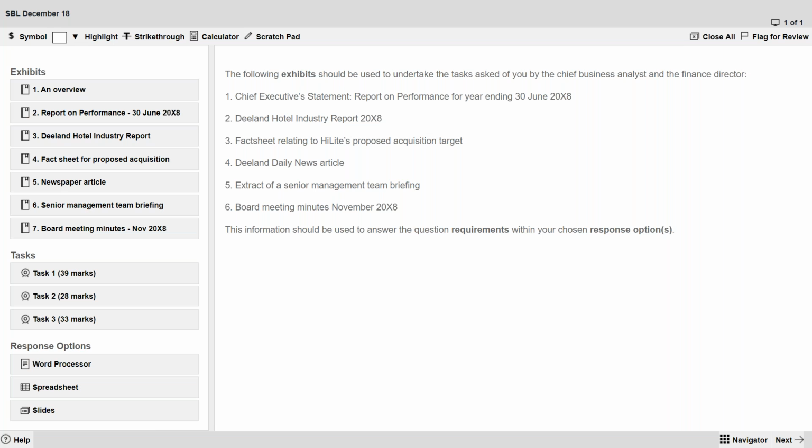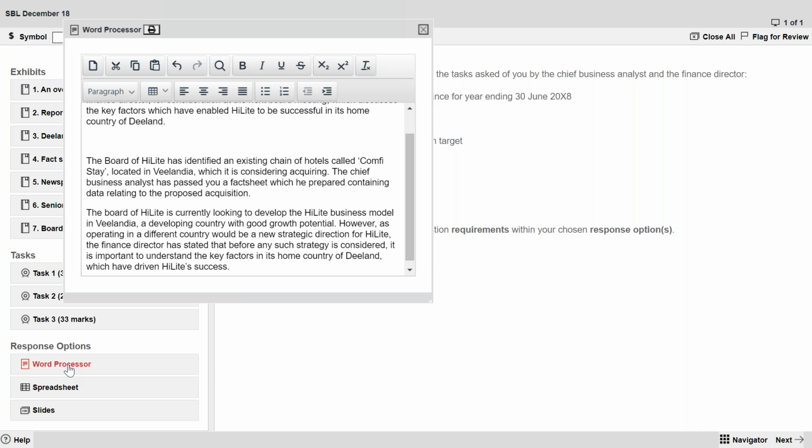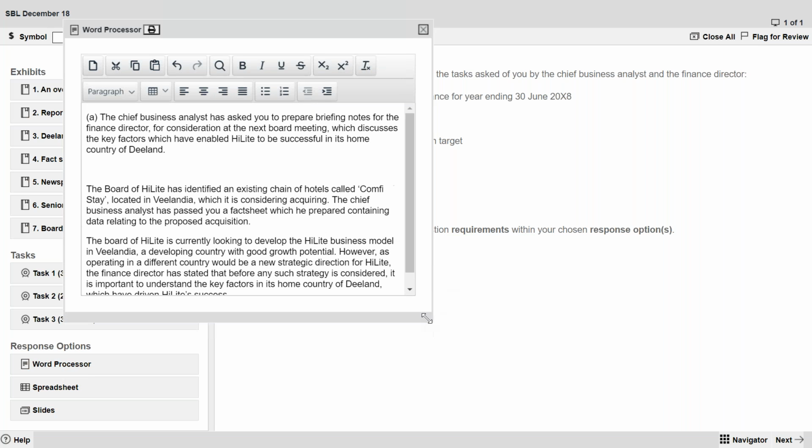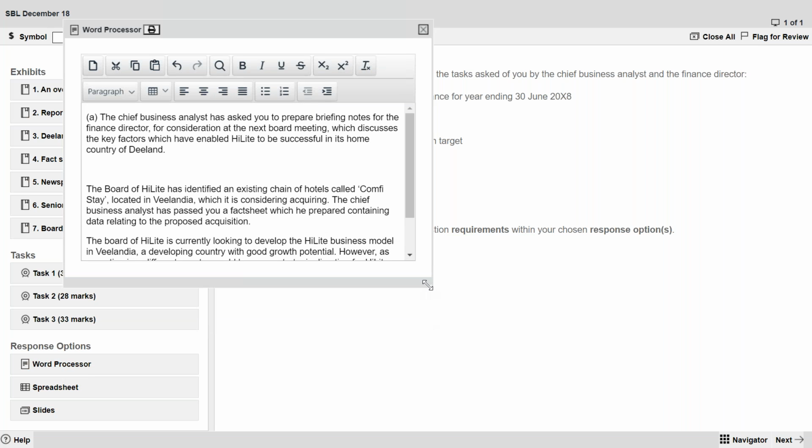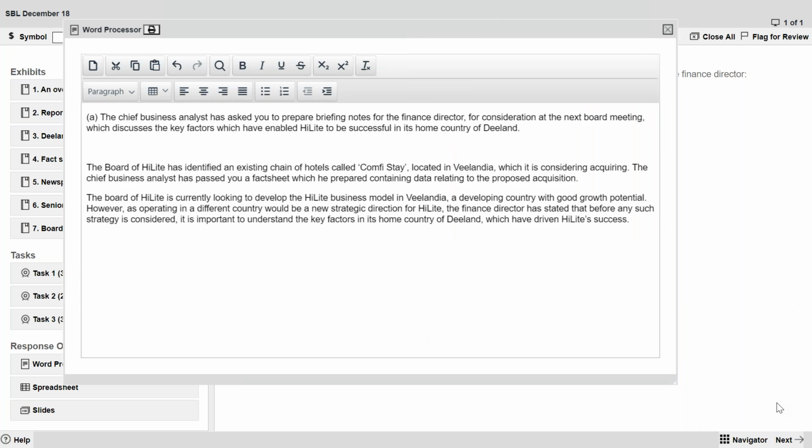Oops, I just closed my word processor. Oh my God, I didn't save it. So there is no option of saving. So hopefully it should be there. So when I open it, nothing gets deleted. Okay, it's always there. You can resize it, you can play with it, whatever you want.